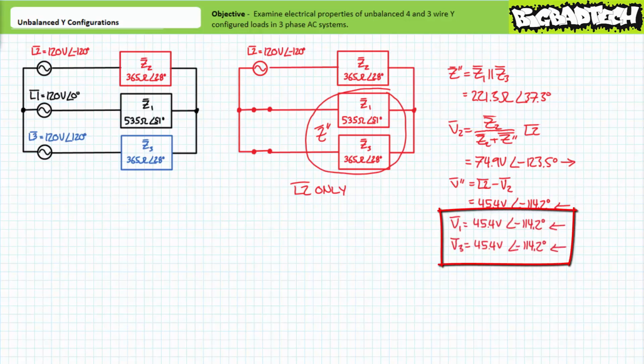Given combined impedance Z double prime is in fact the parallel combination of impedance elements Z1 and Z3, it can be said both V1 and V3 also equal 45.4 volts at an angle of negative 114.2 degrees, where assumed directional polarity positive to negative is right to left. Let's put these values aside and solve for properties for the remaining sources.